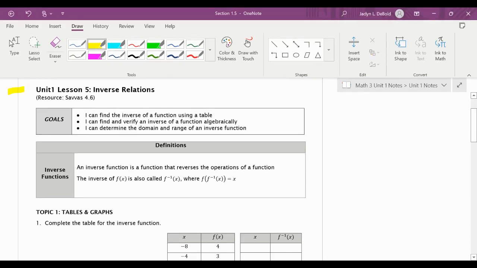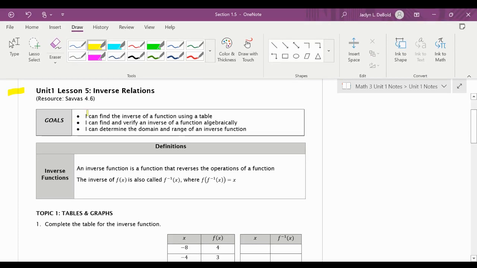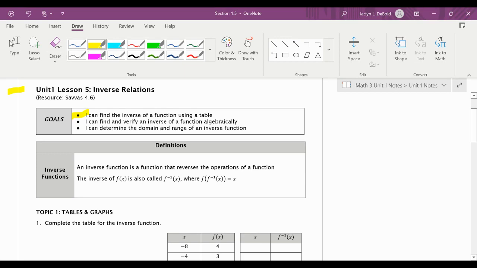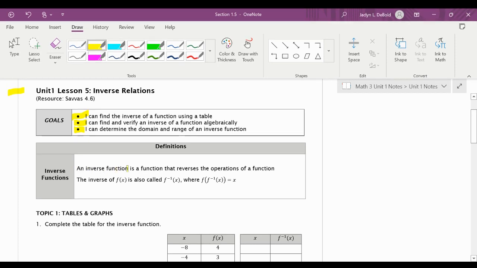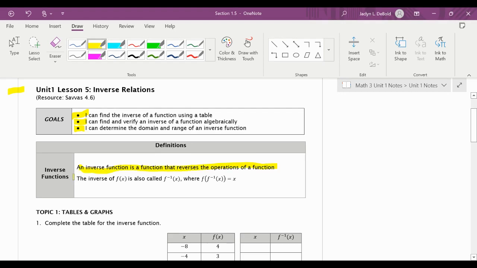This is the video for Unit 1, Lesson 5, Inverse Relations. The goals we're going to find in this video are to find the inverse of a function using a table, to find and verify an inverse of a function algebraically, and to determine the domain and range of an inverse function. An inverse function is a function that reverses the operations of a function.